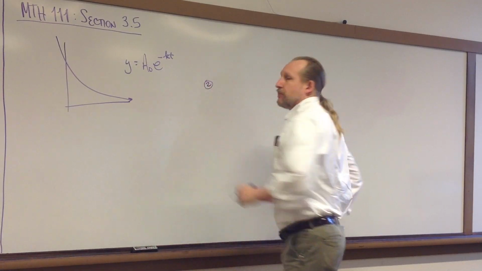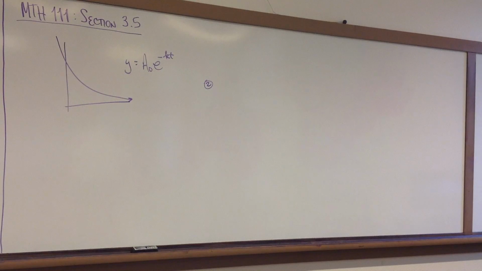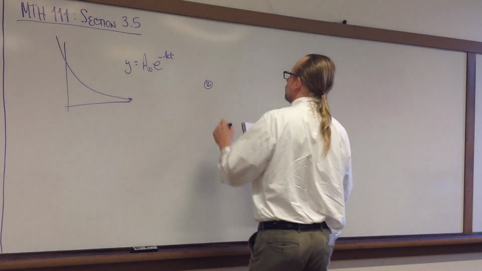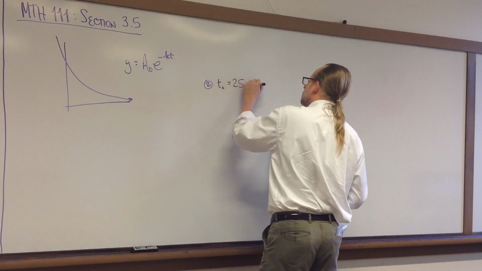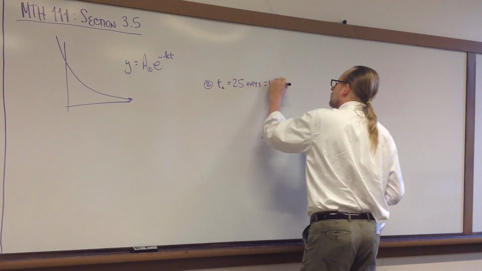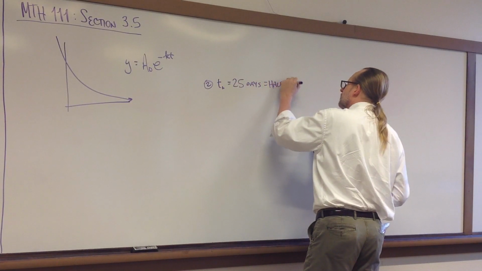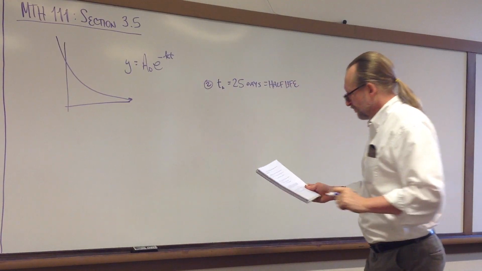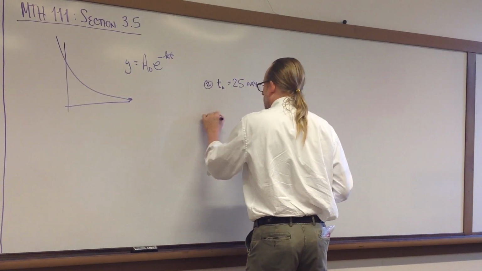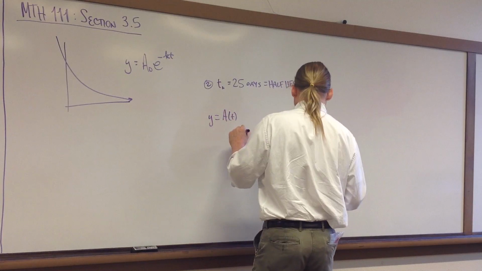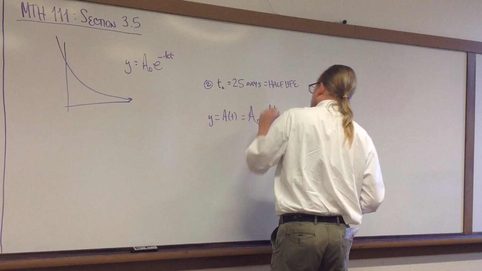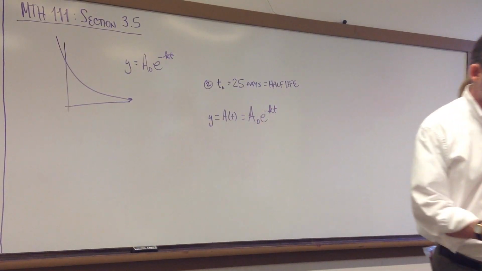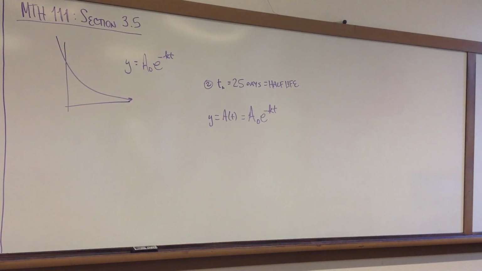Let's see here, problem 2. We've got radioactive thorium-234. The half-life here is 25 days, and I'll write half-life there to remind us what we're talking about. And we're using this formula, A of t is equal to a sub 0 e to the minus kt. So that a sub 0 is just the starting amount.